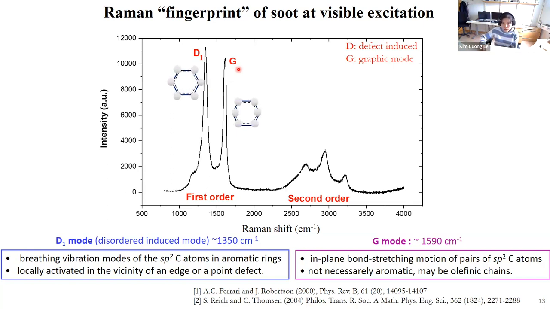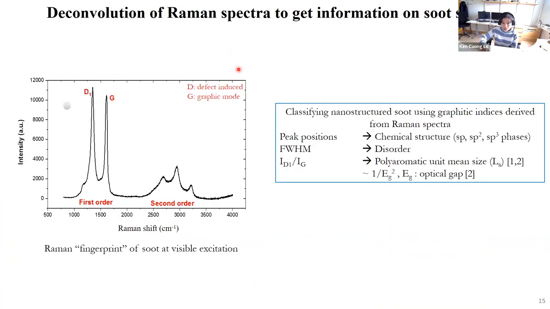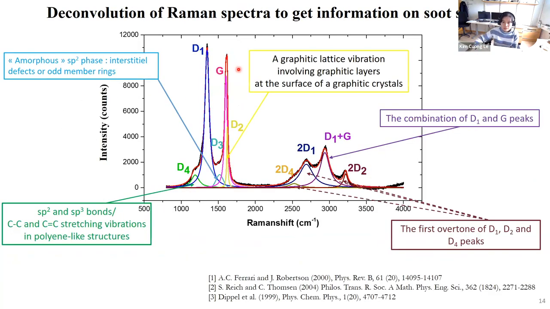Additionally, we also have some other peaks. This is the D2 peak. The D2 peak is located very close to the G peak, and it indicates the defects of our sample. The D3 peak, in the area between D1 and G, indicates the amorphous carbon contained in our sample.